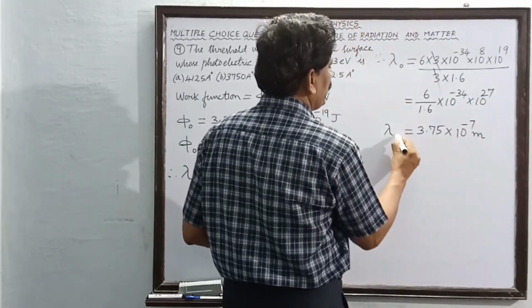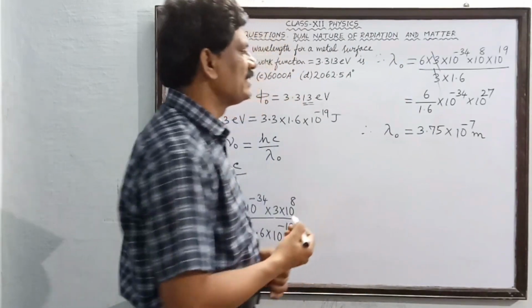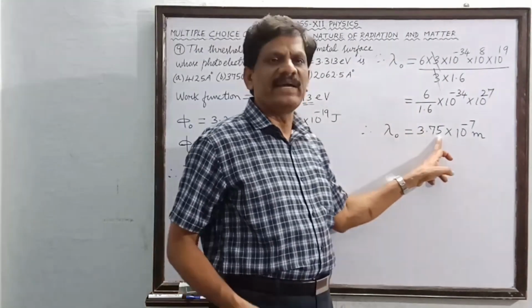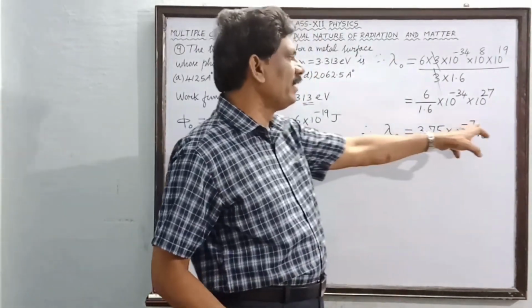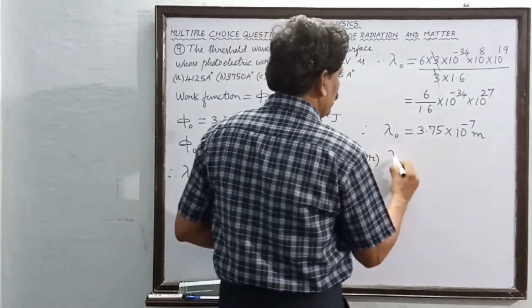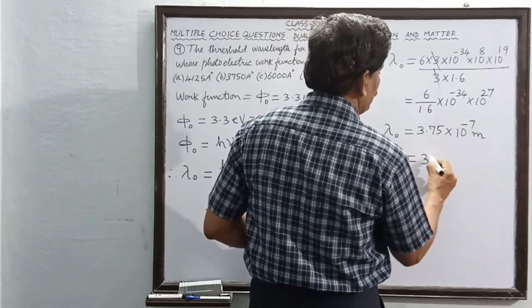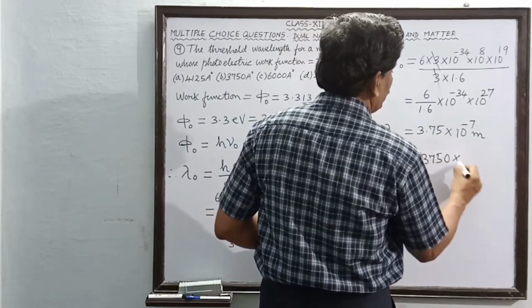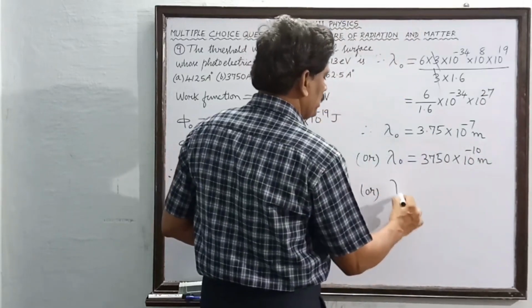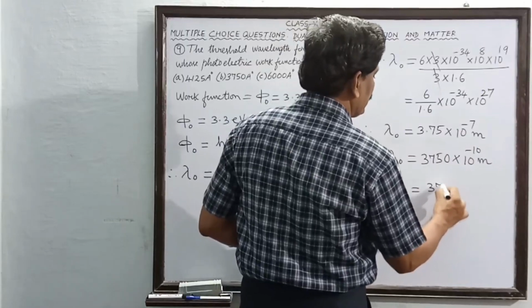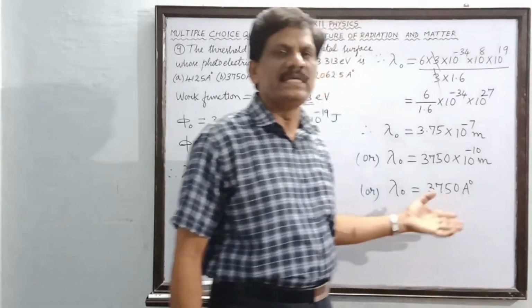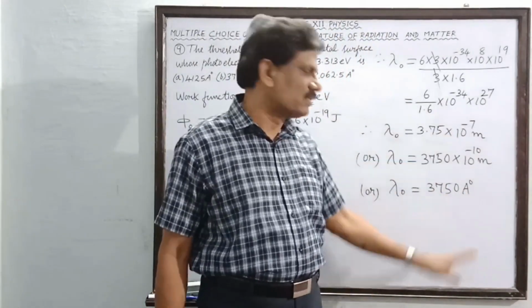So lambda naught is equal to 3.75 into 10 power minus 7 meter. Now this 3.75 I will multiply by 1000 and raise the power to 10 power minus 10 meter. So lambda naught is equal to 3750 into 10 power minus 10 meter, or lambda naught is equal to 3750 angstrom unit, because 1 angstrom unit is equal to 10 to the power of minus 10 meters. So this must be the answer.